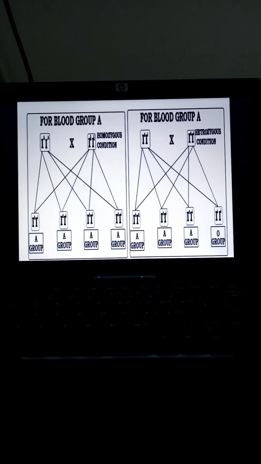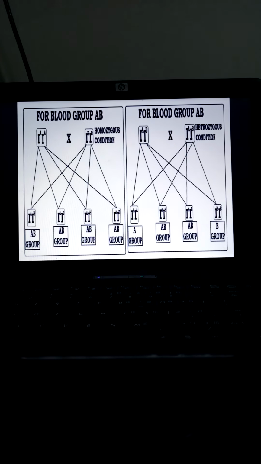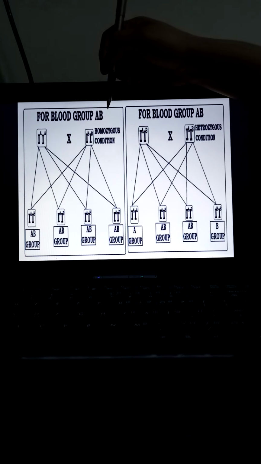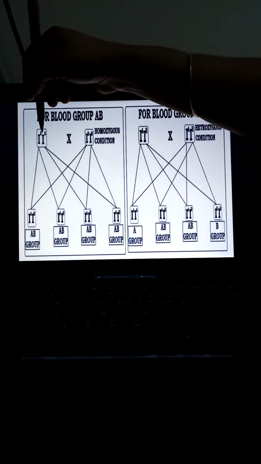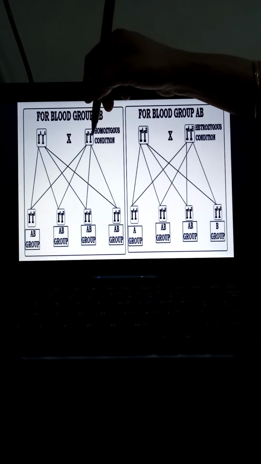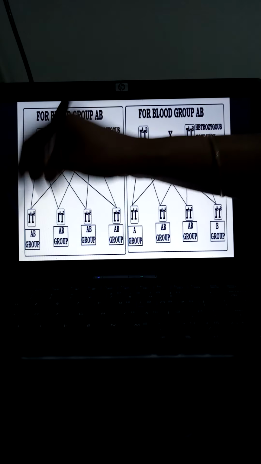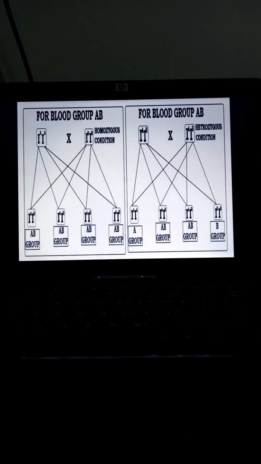Remember, i is a recessive character and it's going to express itself only when both the alleles have the i blood group present. Let's see it with one more example. Now for AB blood group, if one parent is having IA and the other parent is having IB, all the progenies will have AB blood group.